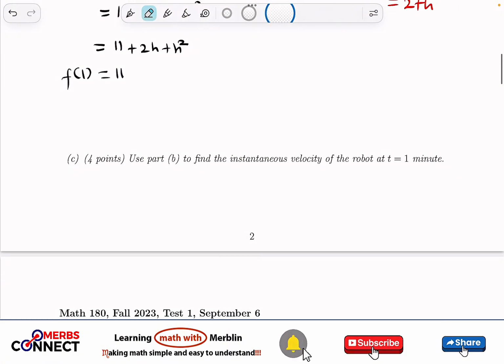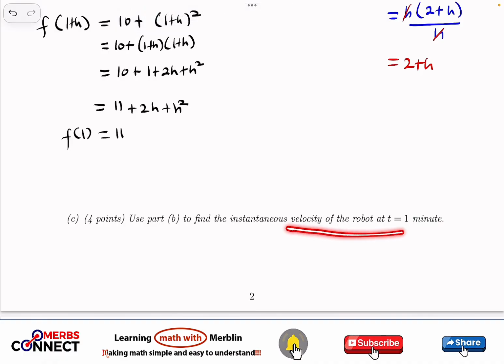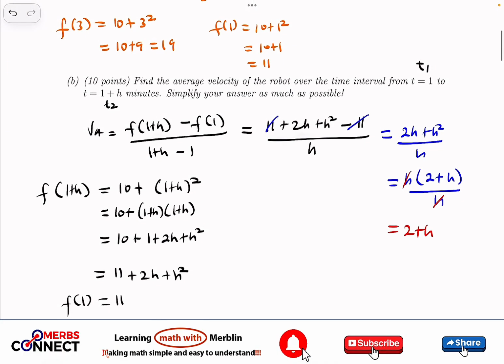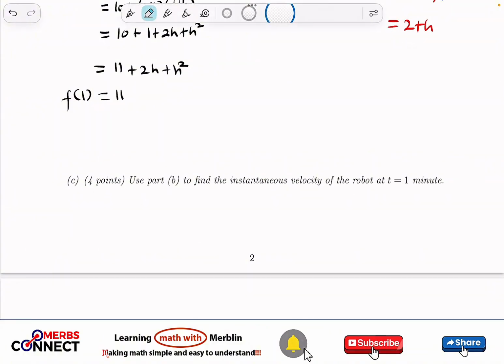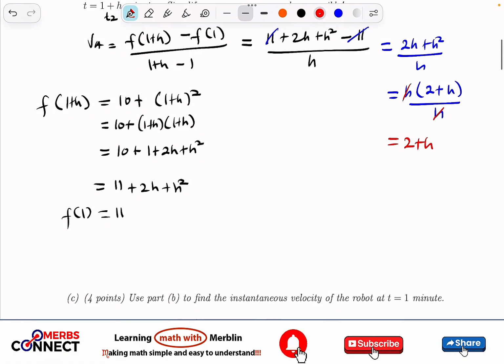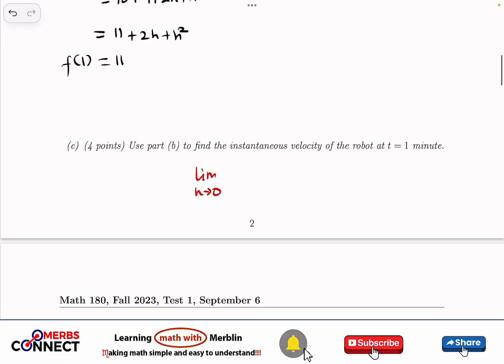So now let's look at question C. We want to find the instantaneous rate of change, or the instantaneous velocity, at t equals 1. So what we are basically looking at is, now we don't want the h again. We want to see what happens to the function when h is approaching 0. So it's basically finding the limit as h approaches 0 of the result that we had here. So we had 2 plus h. We are just going to use that and we are done.